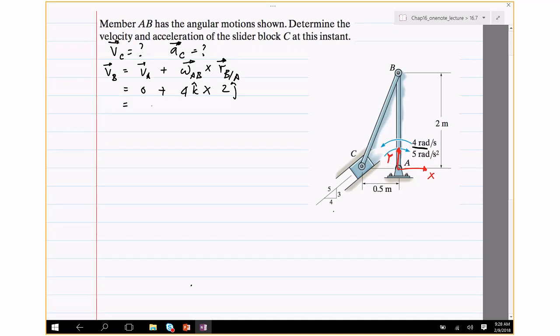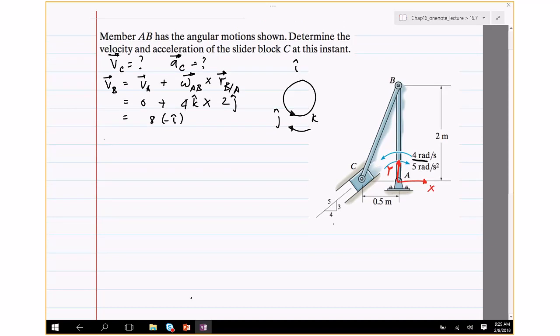So it's 8 i j k. So when you go from k to j, you're going this way, that's going to be negative i. So velocity of B is negative 8i. Does that make sense? Well, if link AB is turning this way, then B is clearly going to move to the left side, which is negative i. So that makes sense. Minus 8i makes sense.